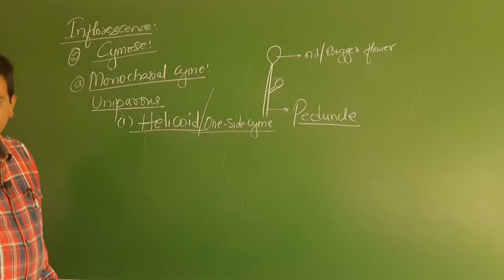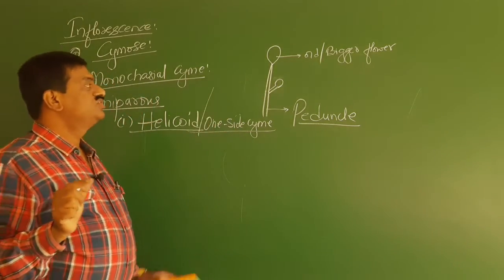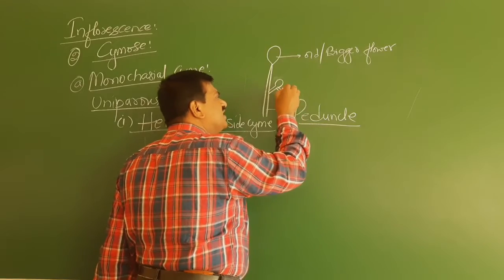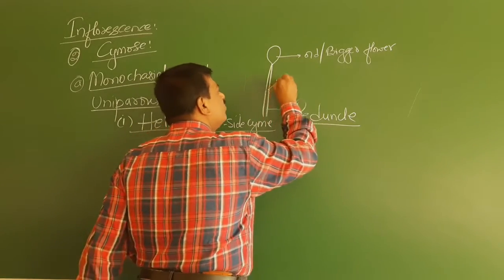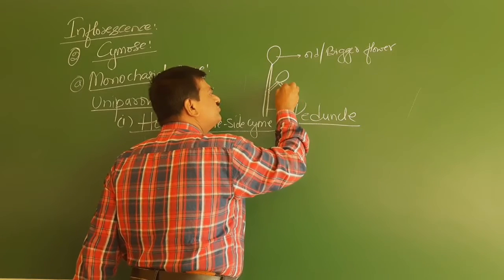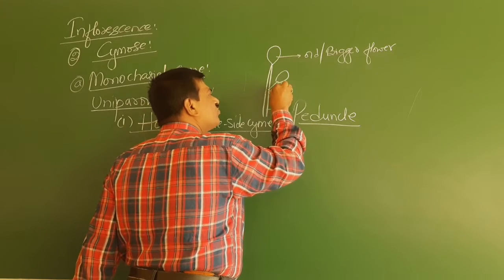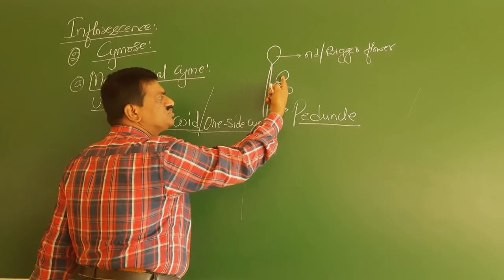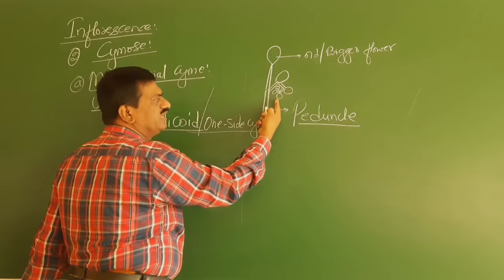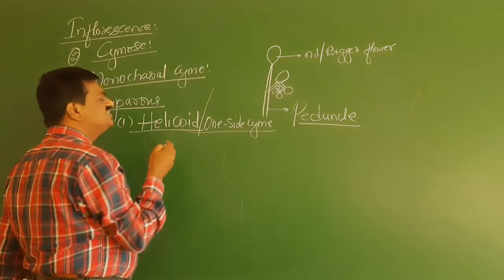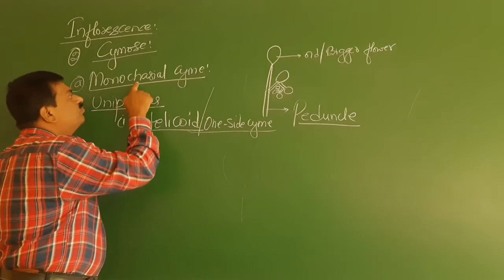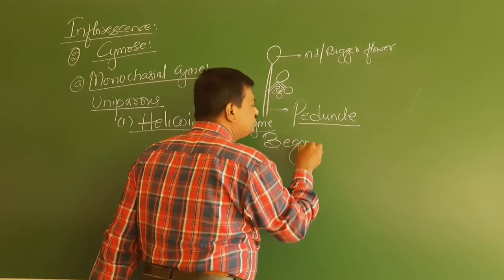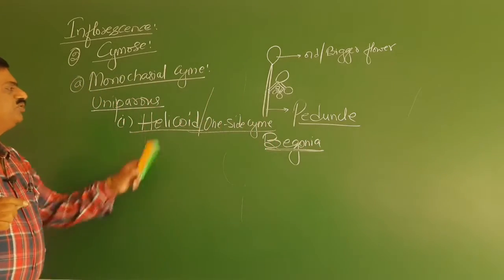In a helicoid, there are flowers on one side, and there is coiling. I will show this. Here there is a flower, like this. The peduncle has an older flower, and on one side there is a flower smaller than this, smaller than this, smaller than this. It keeps on coiling, hence it is called helicoid. Helicoid monochasial cyme. The example for this is begonia.